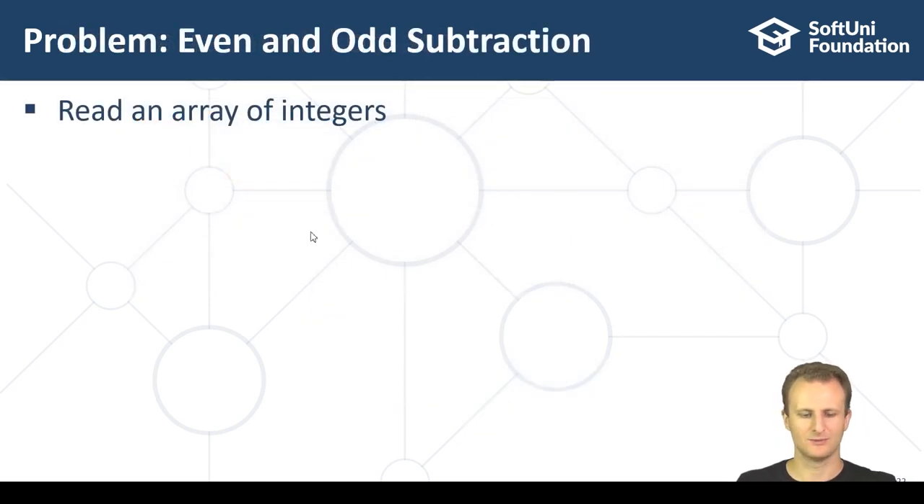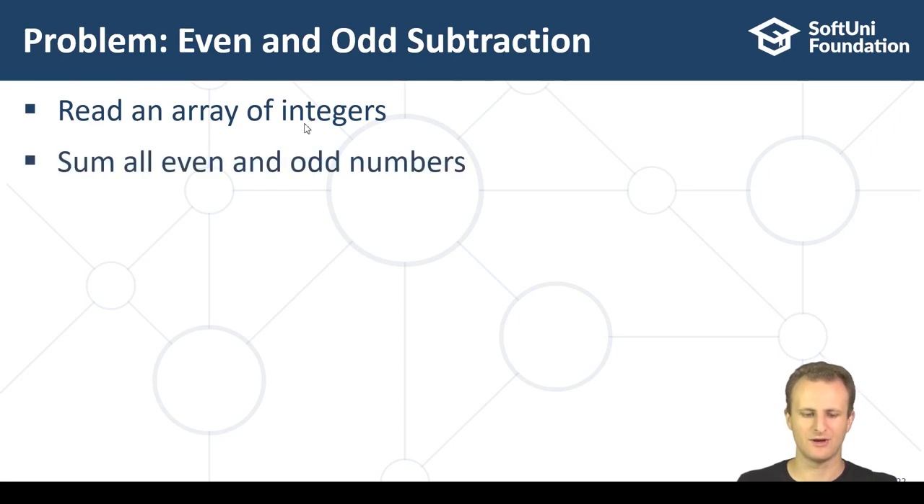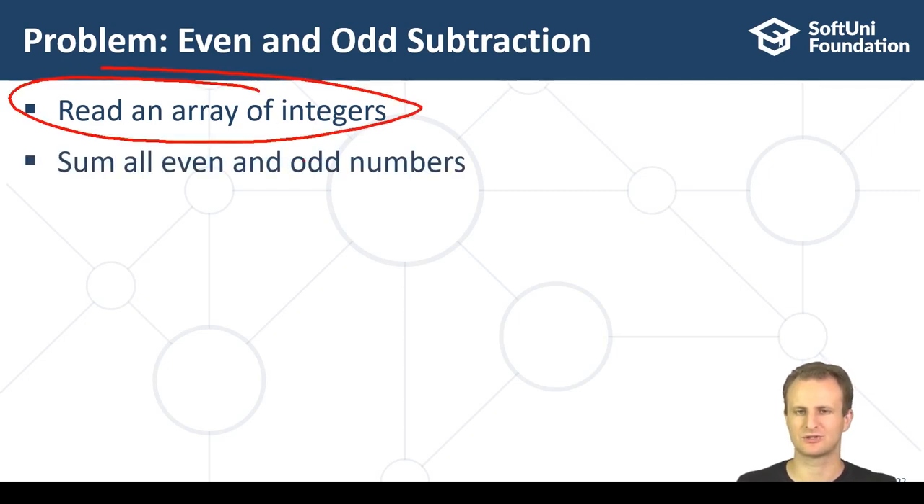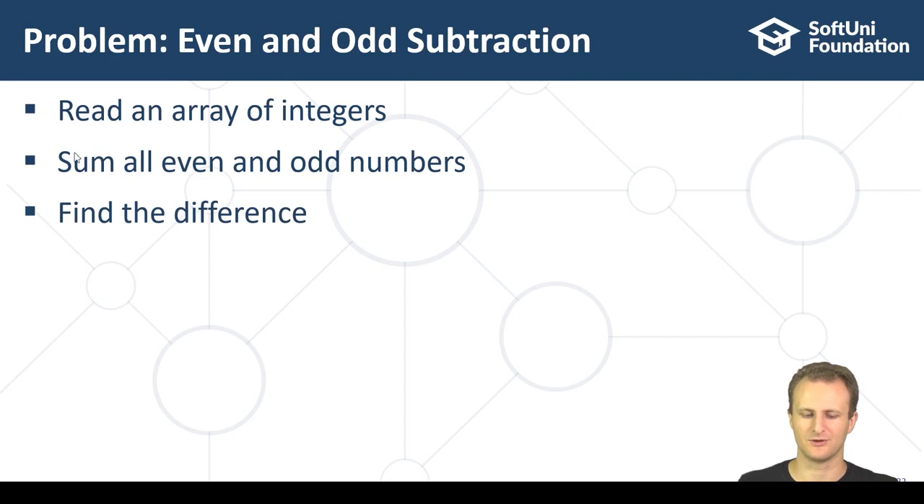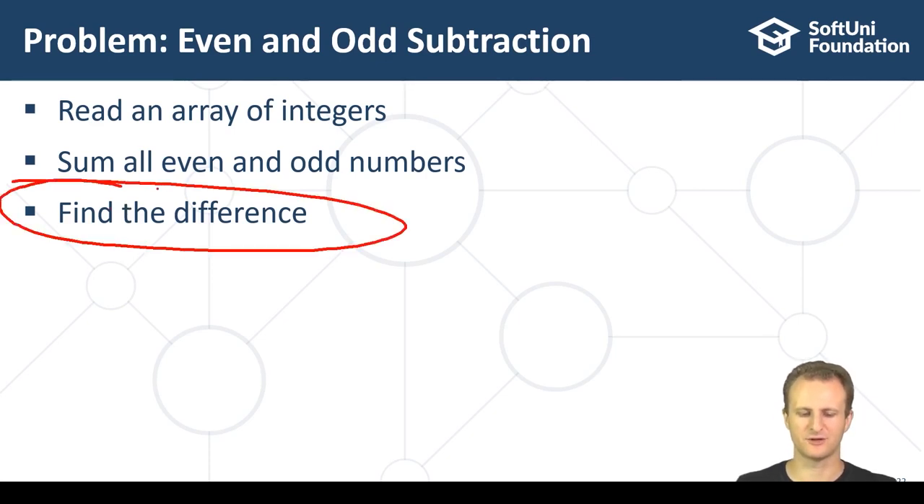Okay, so we have a task over here. We have a problem which we need to solve. We have an array of integers which is going to be entered on a single line on the console, and we need to sum all even and all odd numbers. We're only caring about the elements right now. We don't care about the indices of those elements. We only care what type of element we have, whether we have an odd number or an even number. And then we need to find the difference between the even sum and the odd sum.